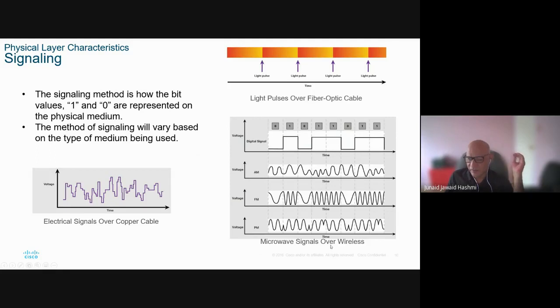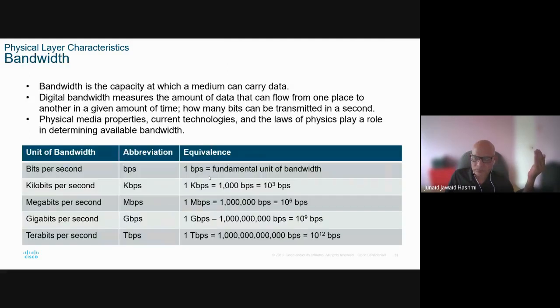Microwave signals over wireless. So this is how the signal travels. And this is electrical signal over copper cable. So this is just for your knowledge. Again, it's not important to know the detail about signaling as a network engineer or tech support. By default, different types of media use different types of signaling methods.